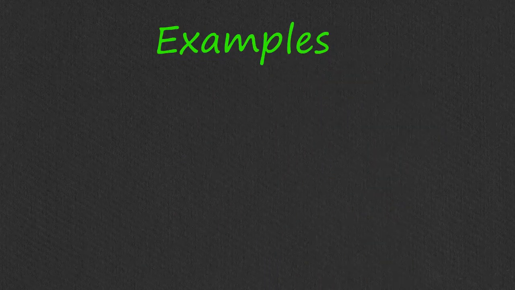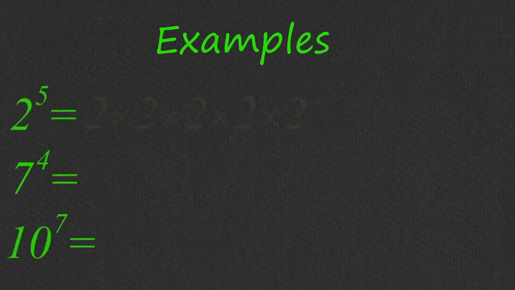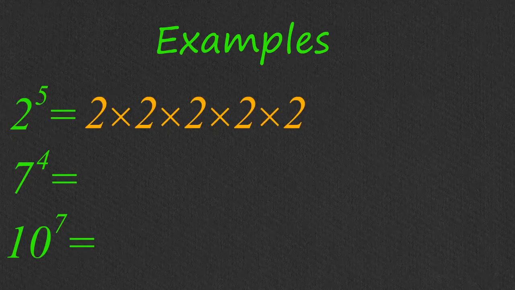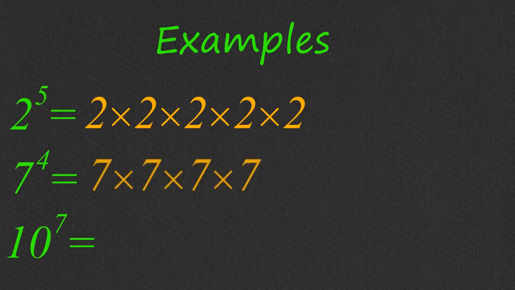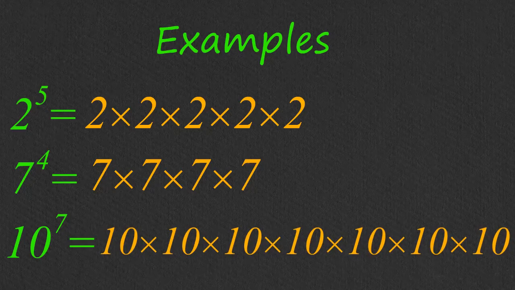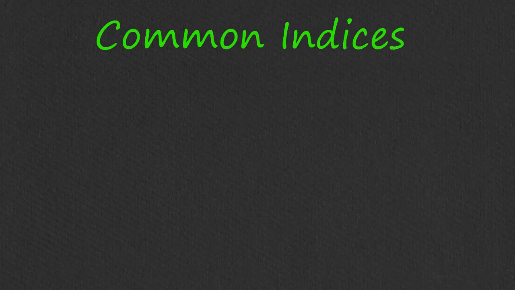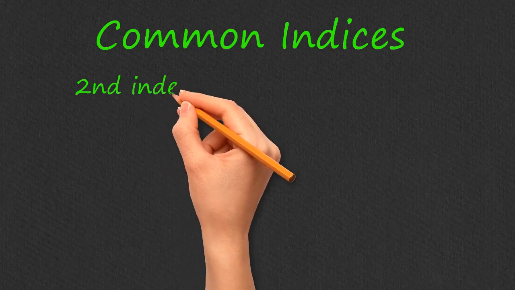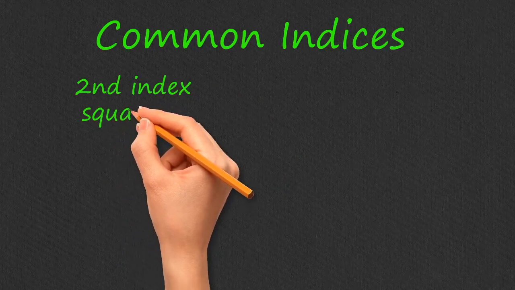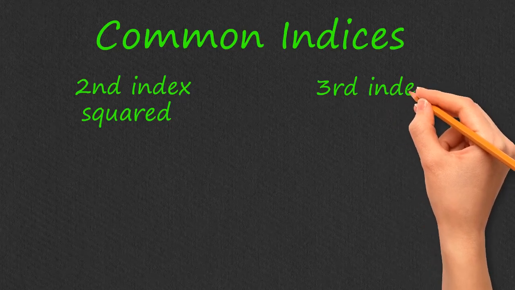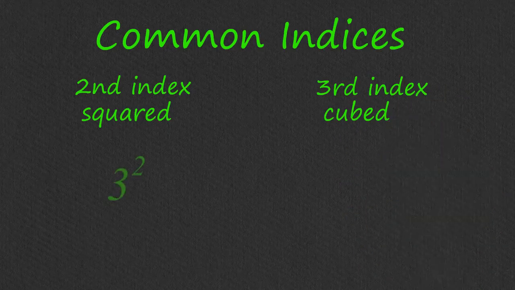What would the following indices mean? 2 to the 5 is 2 multiplied by itself 5 times. 7 to the 4 is 7 multiplied by itself 4 times. And 10 to the 7 is 10 multiplied by itself 7 times. As some of the lower indices are used quite commonly in everyday life, they have their own special way of saying them. Anything to the second index, exponent, is called squared, and the third index, exponent, is called cubed. For example, 3 squared and 2 cubed. You will hear me using squared and cubed throughout the rest of the videos.